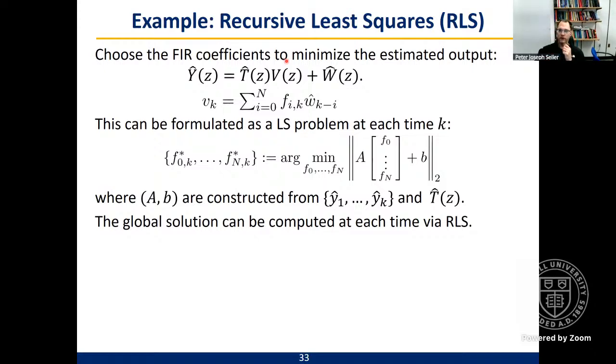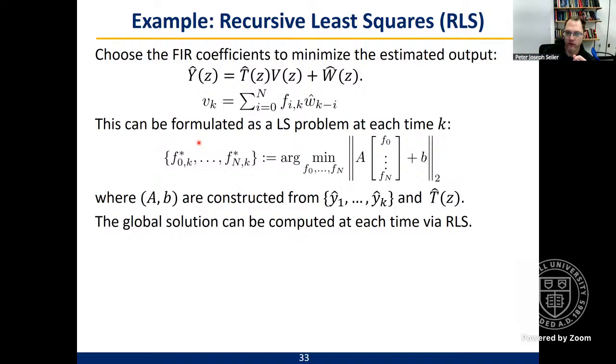Every time you get a new measurement, you're kind of adding more data. The A matrix and the B matrix, you're getting one more row. But you can solve this recursively. So you can solve for the global optimum at each point in time. And this basically tells me what are the coefficients I would have used given all the data I've collected up until now, and what coefficients would have minimized the variations in the output.